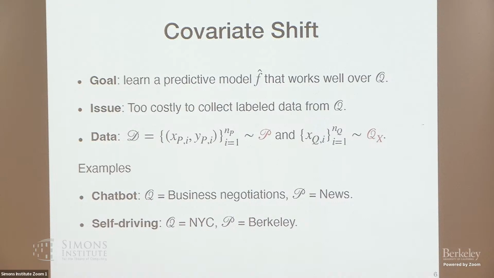And the challenge of covariate shift is ubiquitous. So how do we tackle that, and why is it challenging? So let's see.